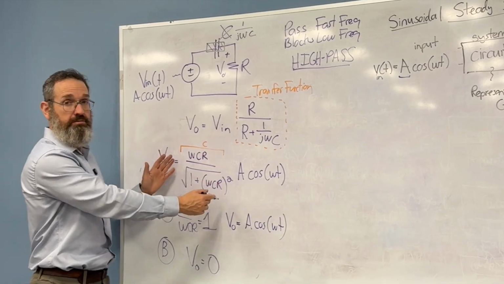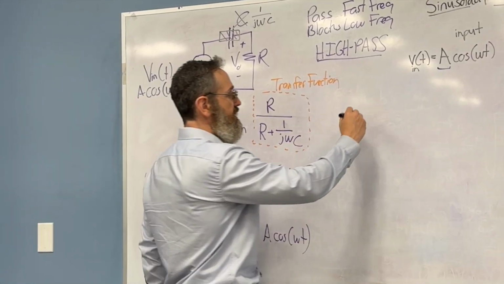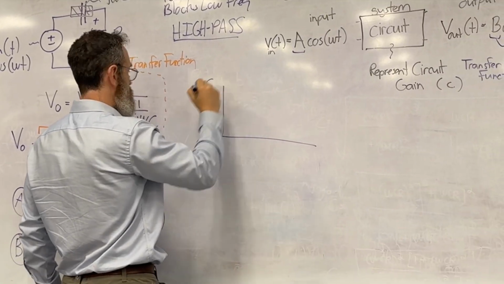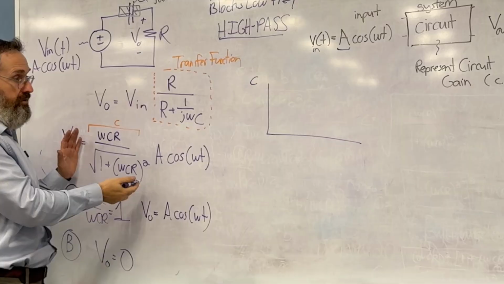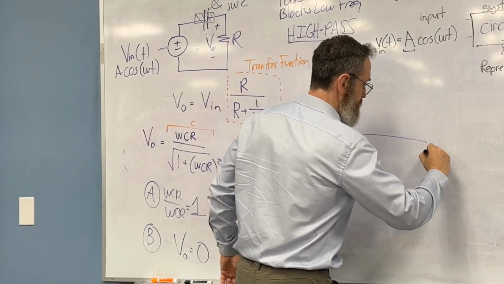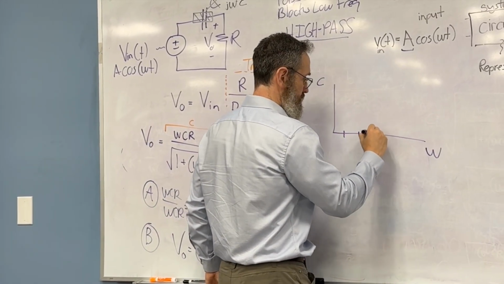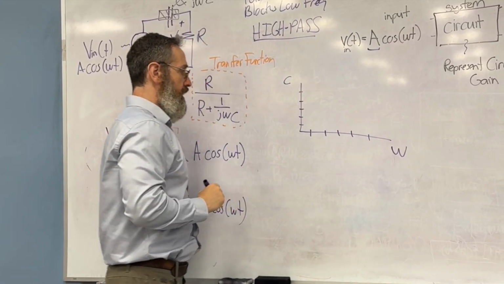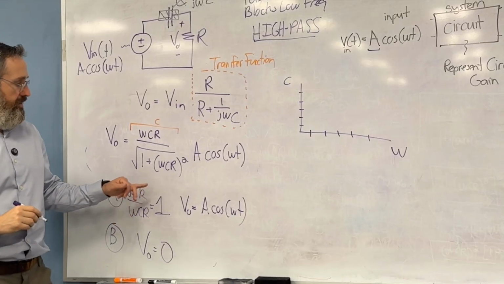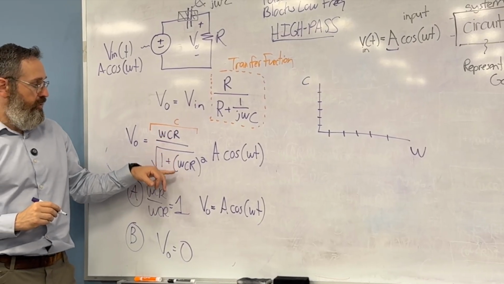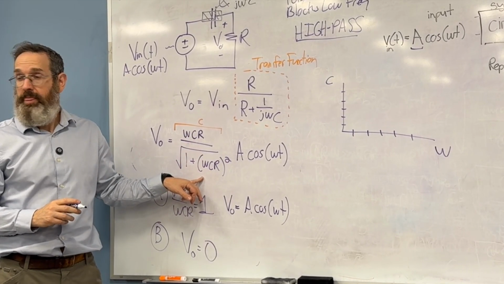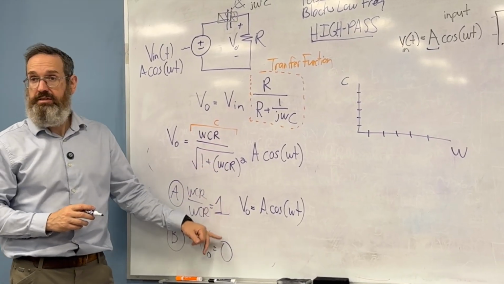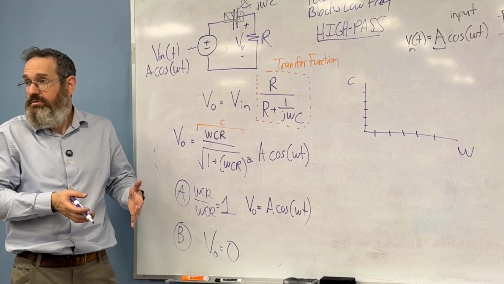Let's plot this. I'm going to say here that this is C. C is this quantity, and I'm going to plot it versus frequency. I want you first to notice that this can only go between 0 and 1. There's no way this can be above either. These were the extremes, and there's no way to break outside of those extremes.